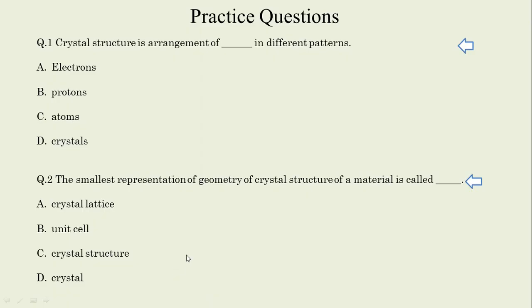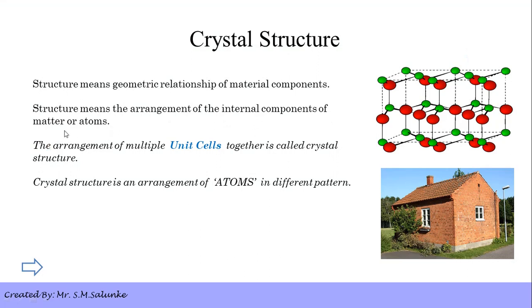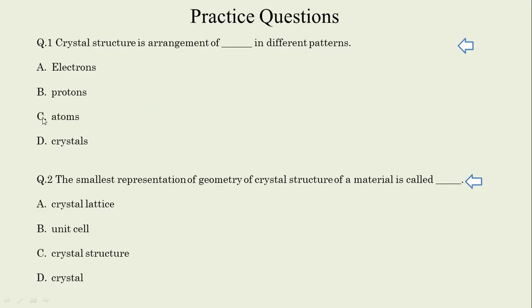Now let's go through some practice questions. First is, crystal structure is arrangement of dash in different patterns. The options are electron, protons, atoms and crystals. So let's look at the slide where we have discussed the crystal structure. Here we can understand crystal structure is an arrangement of atoms in different patterns. So here the answer is C, that is atoms.